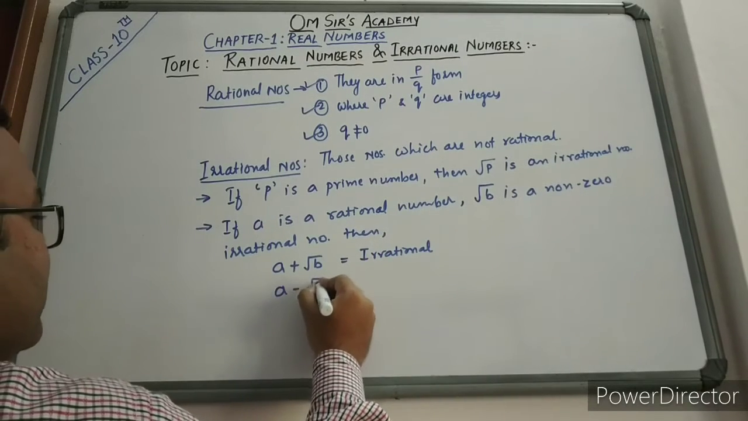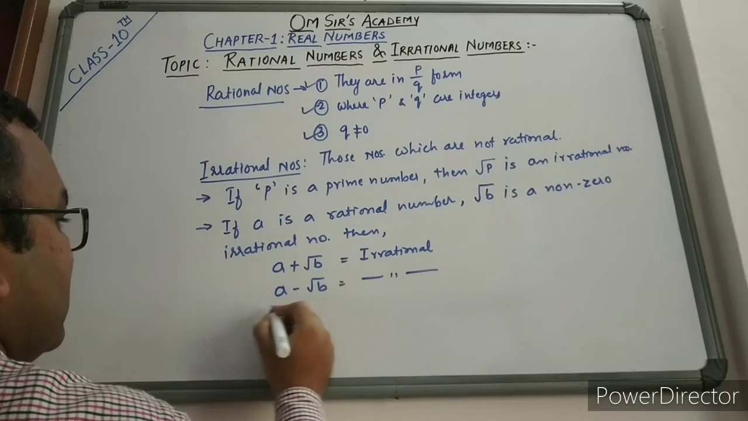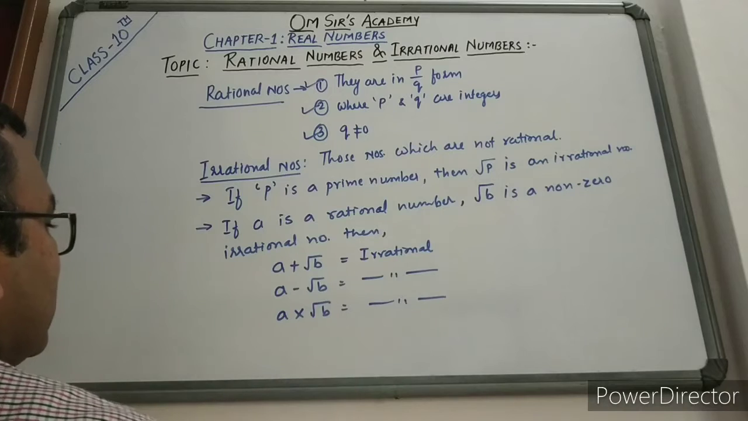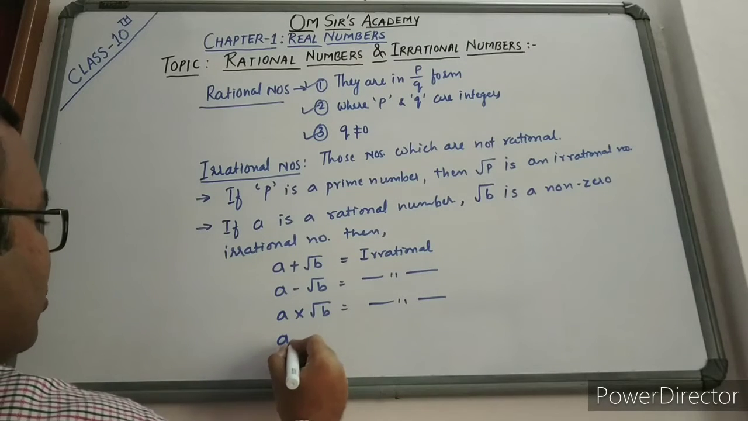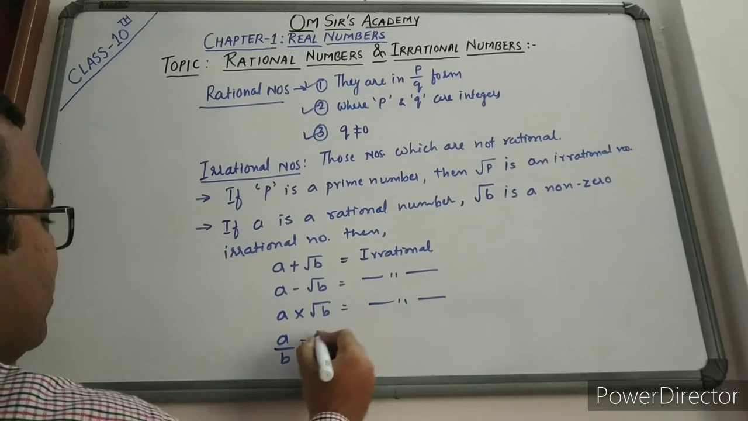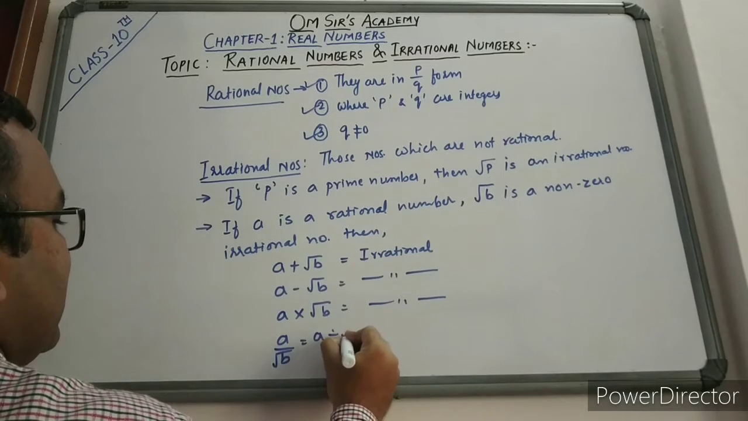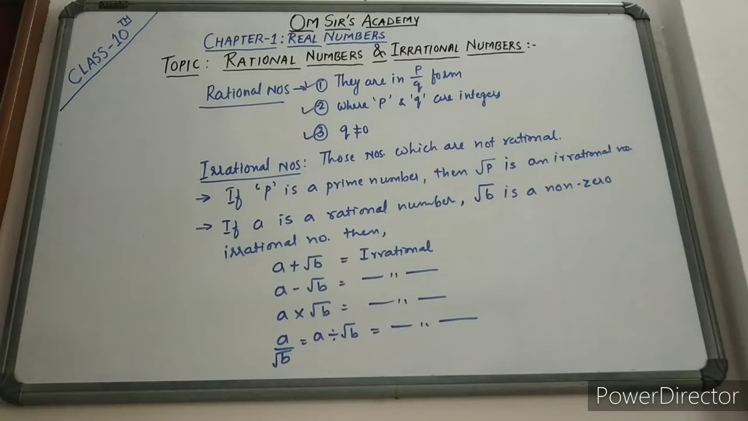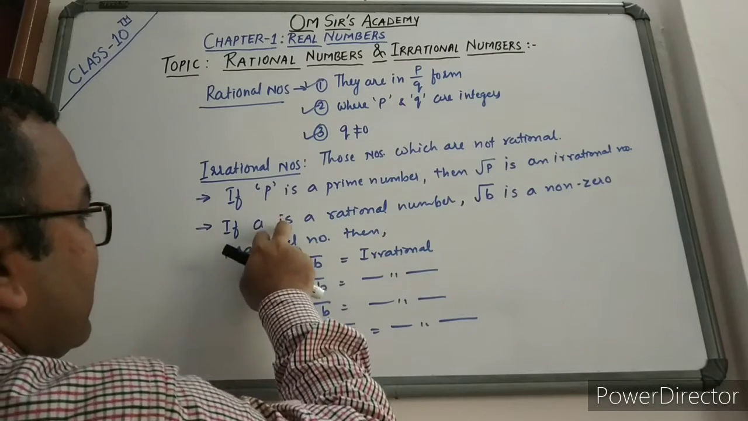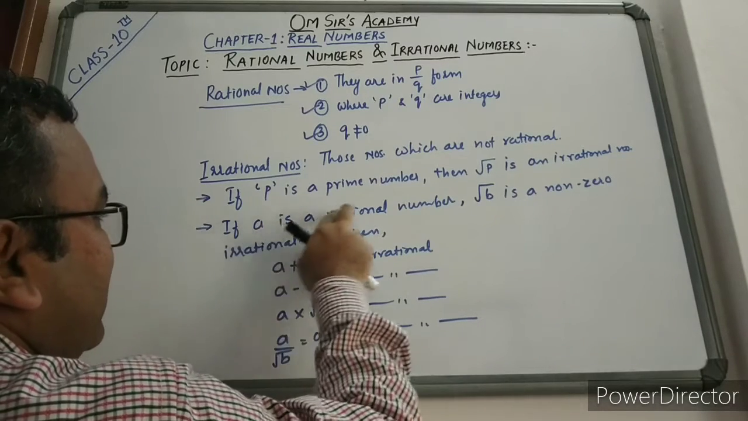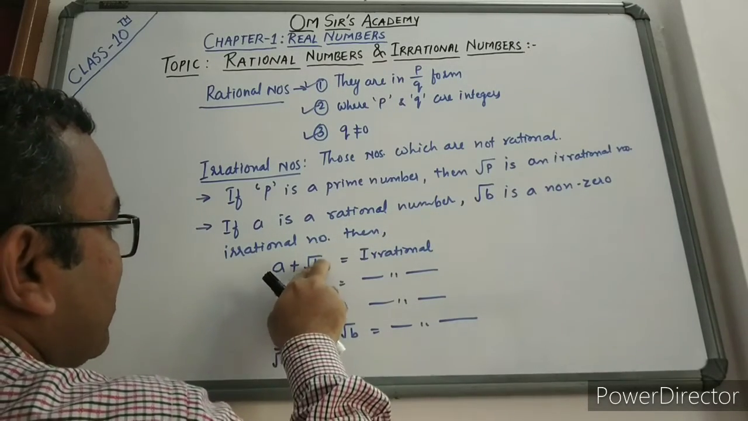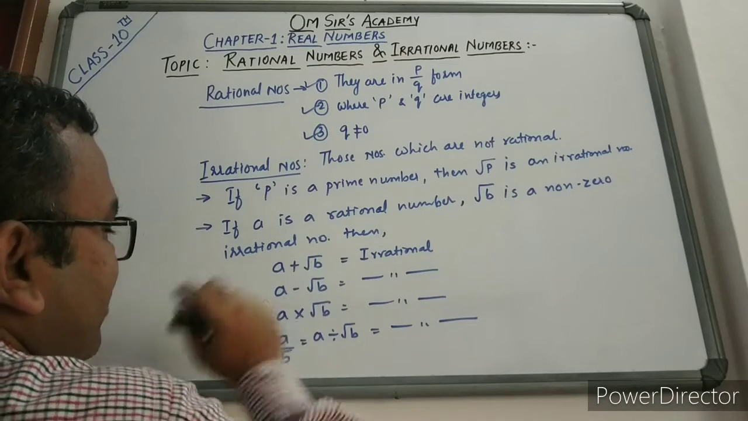Then a minus root b will also be an irrational number. a into root b will also be an irrational number, and a upon root b, that is a divided by root b, that also will be an irrational number. These all are irrational numbers. Why? Because this is the condition that if a is a rational number and root b is a non-zero irrational number, meaning b should be non-zero, it should not be zero.